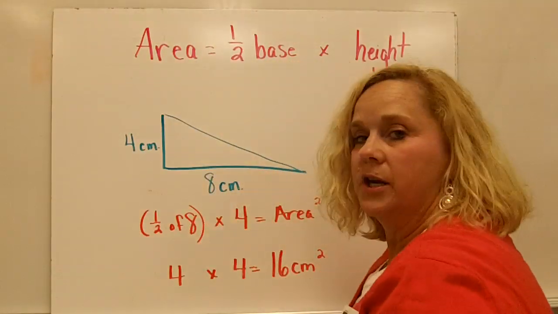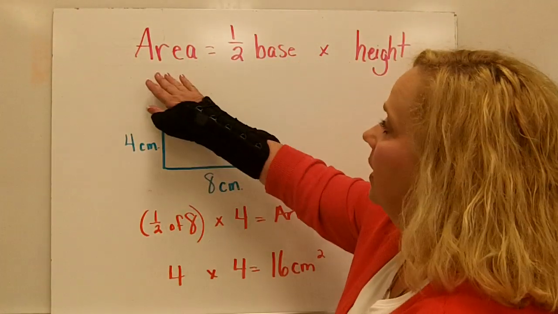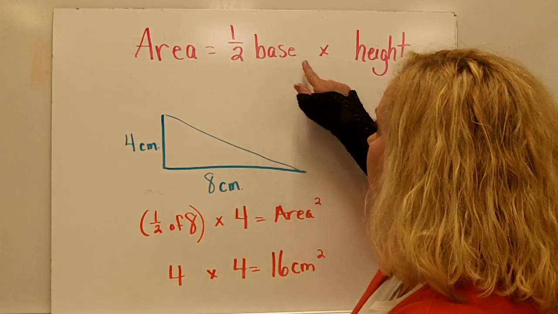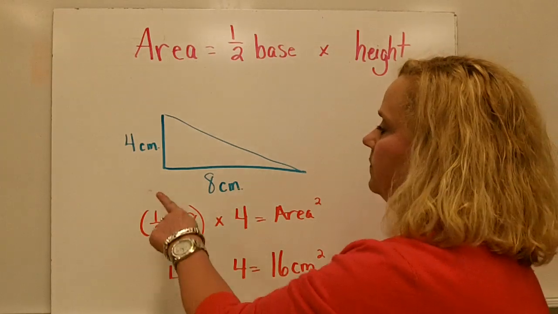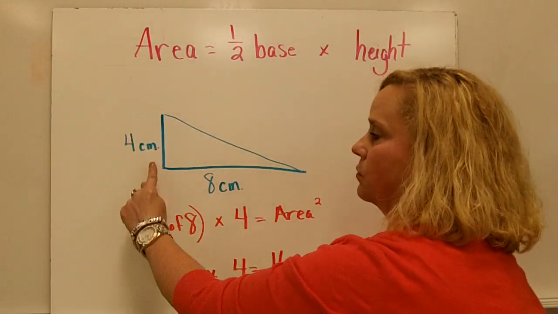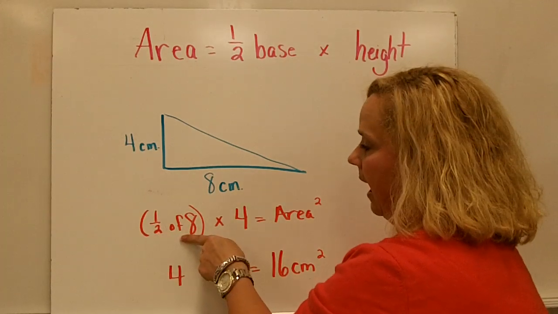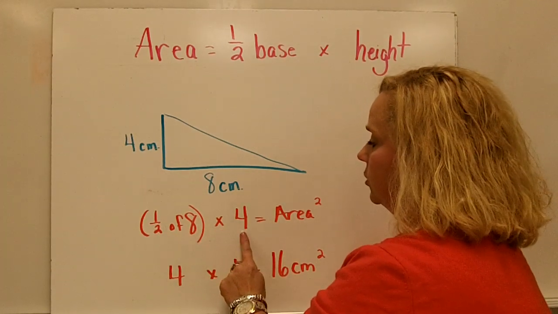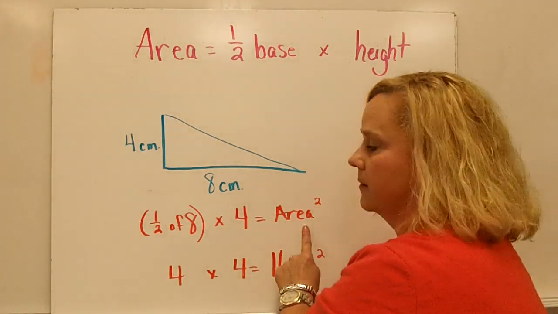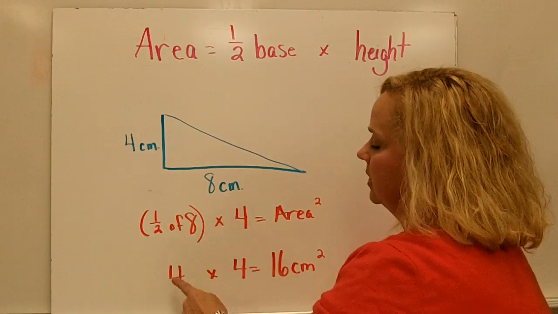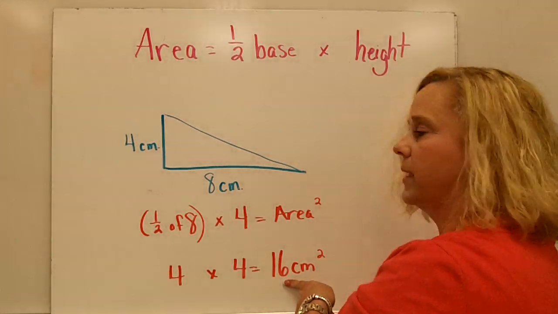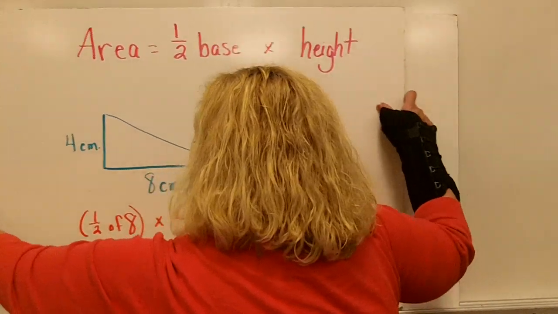Alright, I have another triangle here. It's drawn just a little bit differently. Again, we're using the same formula. Its area equals half the base times the height. My base here is 8 centimeters. My height is 4 centimeters. So I'm going to take half of 8. I'm going to multiply it by 4, and that's going to equal my area. So half of 8 is 4, so 4 times 4 equals 16 cubic centimeters.